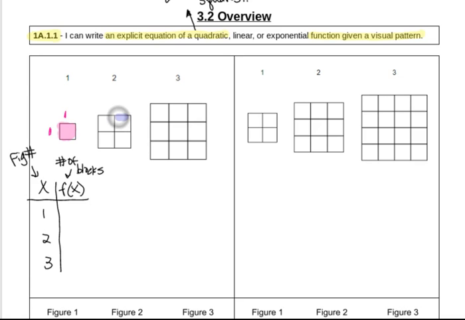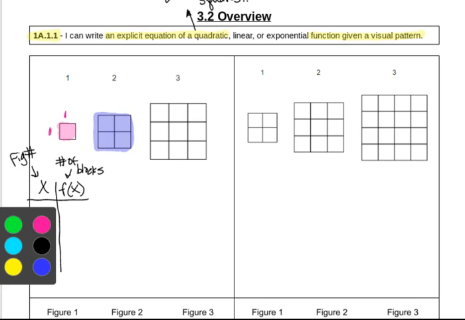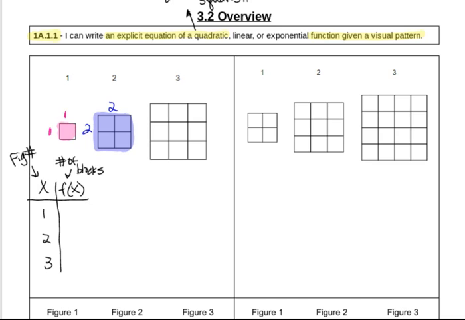In figure 2, we can see that there's this 2 by 2 square in here. And that actually helps me count how many squares there are faster, right? So we said in figure 1 there was 1 square. In figure 2, it's this 2 by 2 square. Well, 2 times 2 gives me 4. So there are 4 blocks in figure 2.